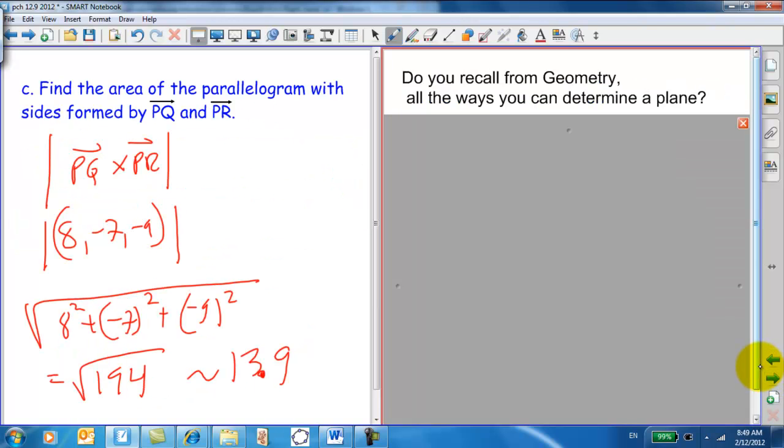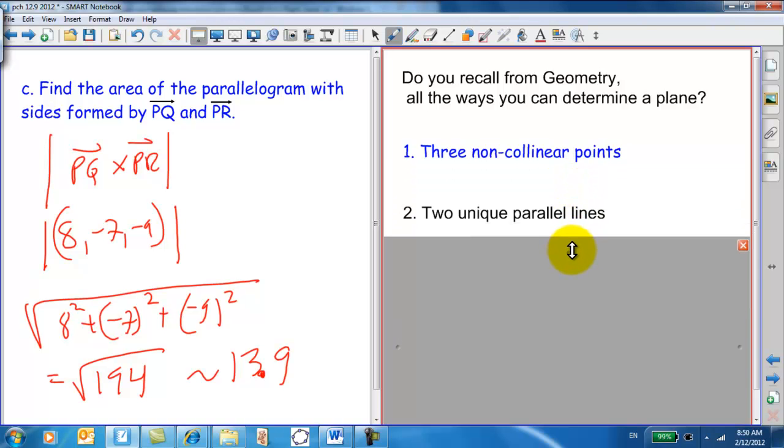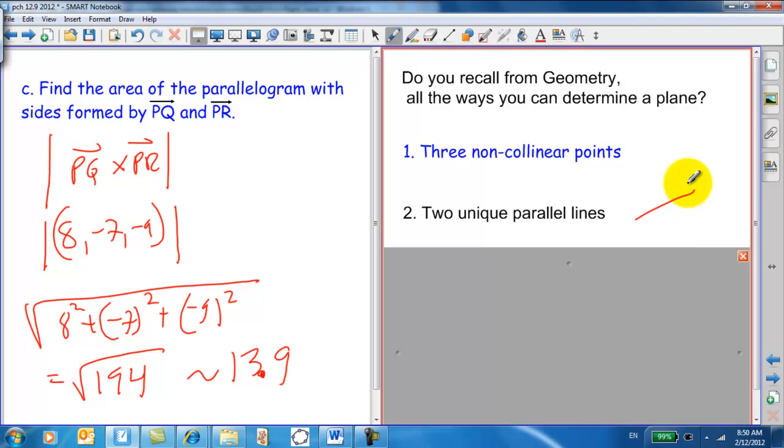Now, recall from geometry there are many ways to determine a plane. You could have 3 non-collinear points, and we just did an exercise in doing that, where we took 3 points and we formed 2 vectors and created the normal. What about 2 unique parallel lines? How would you come up with the equation of a plane if you're given that? 2 parallel lines like this in space.